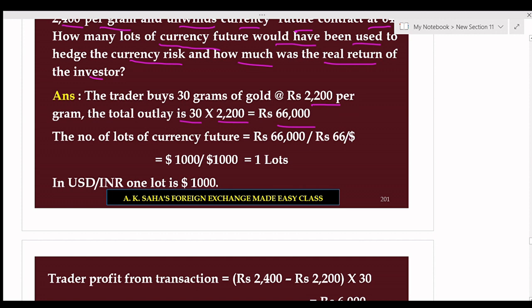The number of lots of the currency future is equal to rupees 66,000 divided by rupees 66 per dollar. It is spot future rate. That will be $1,000. $1,000 divided by $1,000 is equal to one lot. One lot consists of $1,000. In USD, one lot is equal to $1,000.